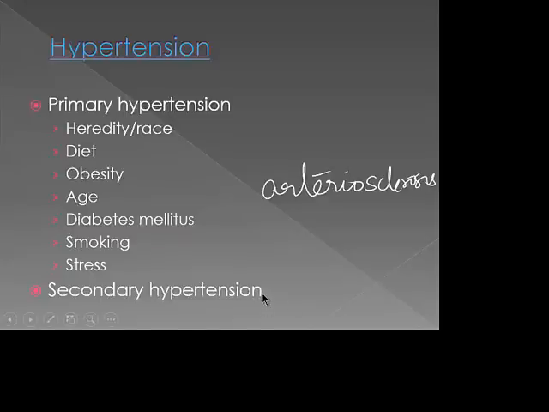Secondary hypertension is because there's a probable cause for it. This is usually less common. Most of the time we say the person has primary hypertension. With secondary, there could be a cause.